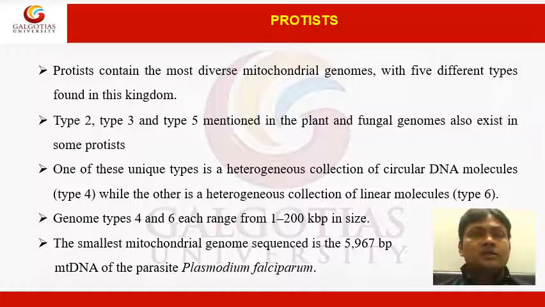The genome types 4 and 6 range from 1 to 200 kilobase pairs in size, whereas the smallest mitochondrial genome, which is around 5,967 base pairs, is present in the Plasmodium falciparum parasites.